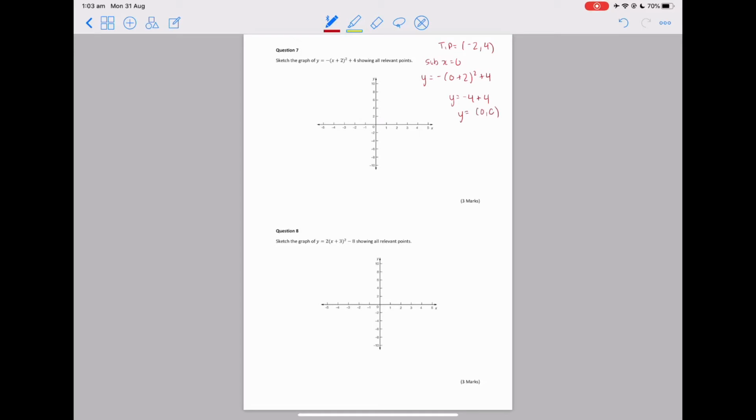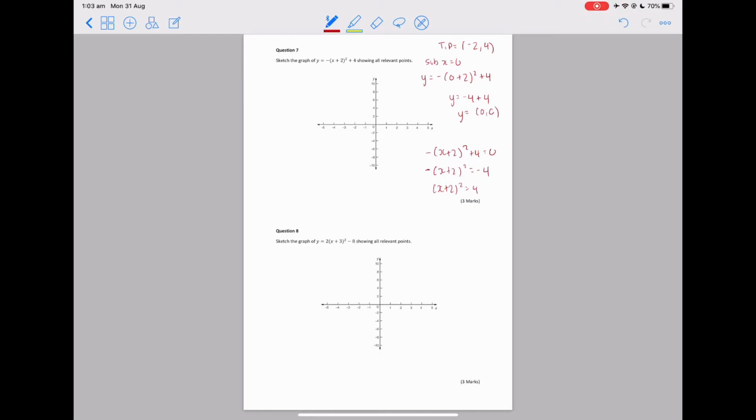And to find out your x-intercept, what you'll do is you'll sub in y is equal to 0 and solve for it. So I'm going to do that here. -(x plus 2) squared plus 4 is equal to 0. What I'm going to do is move 4 to the other side, so it's going to be -(x plus 2) whole squared is equal to -4. Because you've got a negative in front, I'm going to divide both sides by -1, and that will just get rid of the negative signs on both sides of the equation.